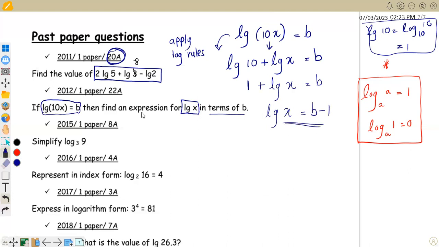Now you have to find LGX in terms of b. What is meant by this? In terms of b means you have to express a particular thing using b. Again, it may be an expression or a term. Definitely it should consist of b.